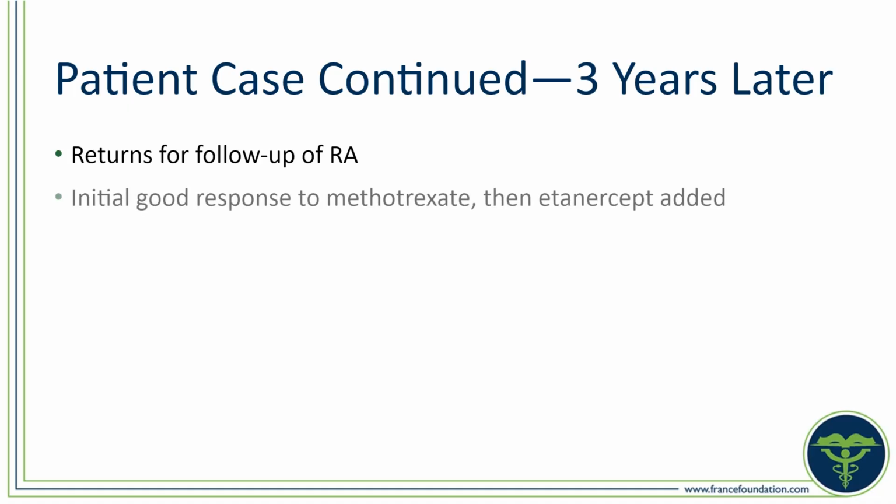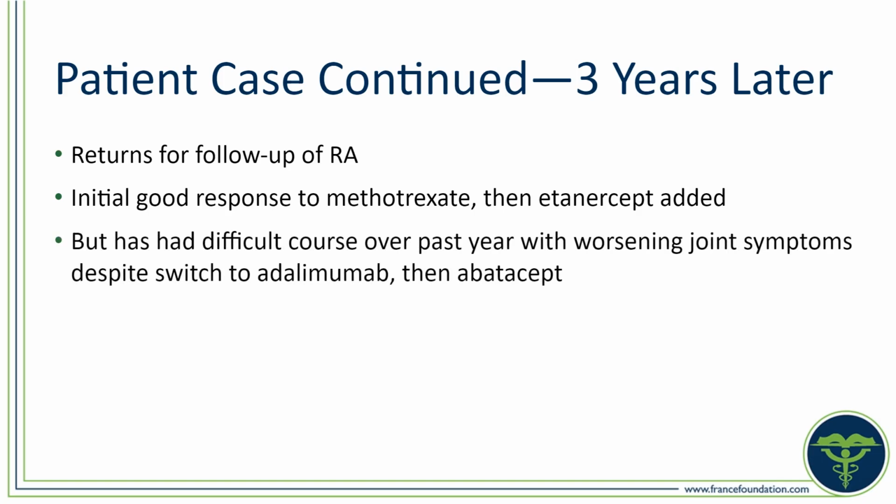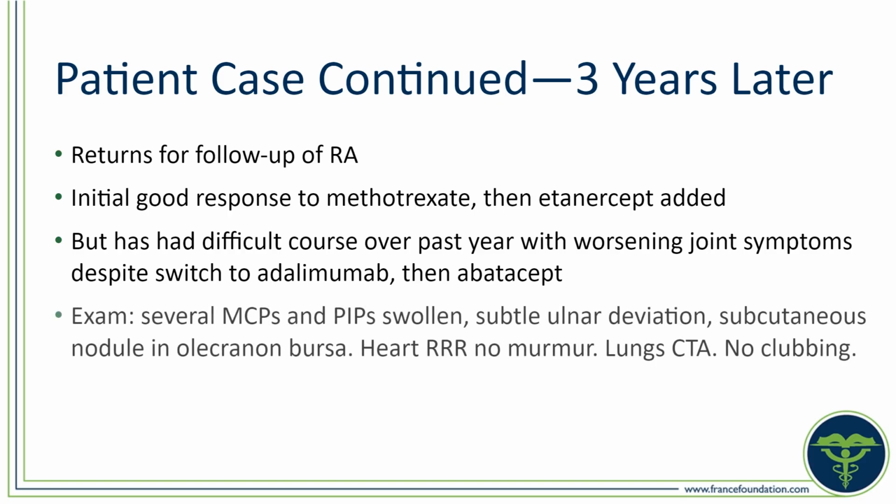She initially had a very good response to methotrexate, then etanercept was added when persistent disease activity recurred. And while she did well for quite some time, more recently she has had a difficult course over the past year with worsening joint symptoms. This was despite switching her to adalimumab and ultimately to abatacept. When you examine her today, you notice that several metacarpal phalangeal and proximal interphalangeal joints are swollen. You detect subtle ulnar deviation and a subcutaneous nodule in her olecranon bursa.